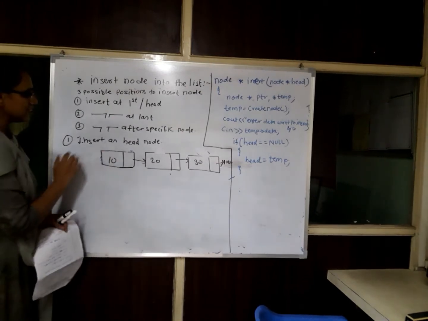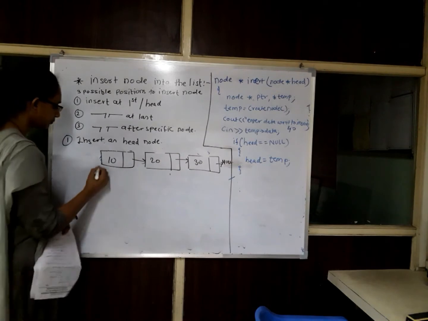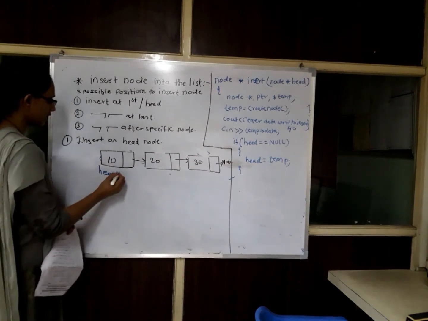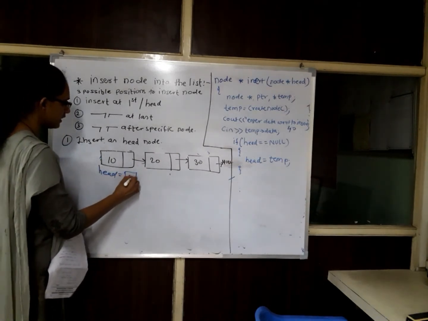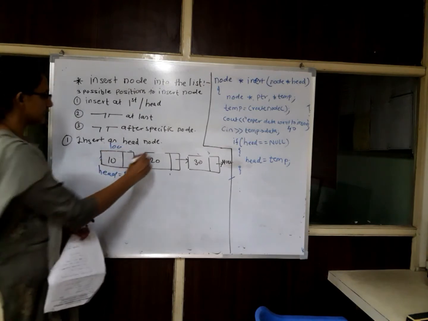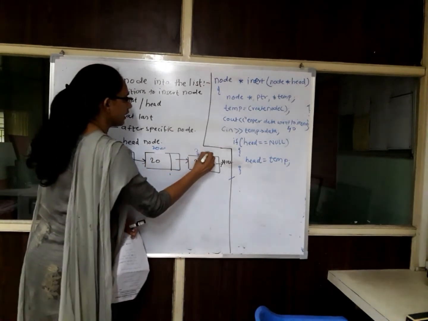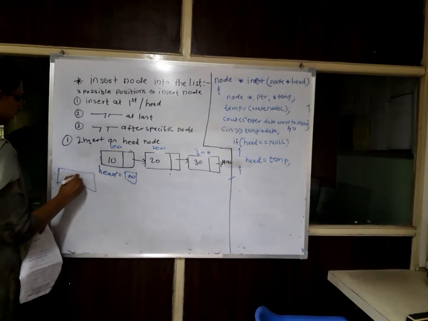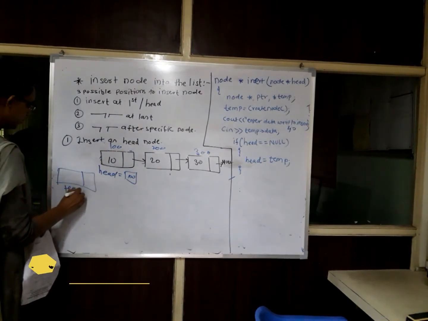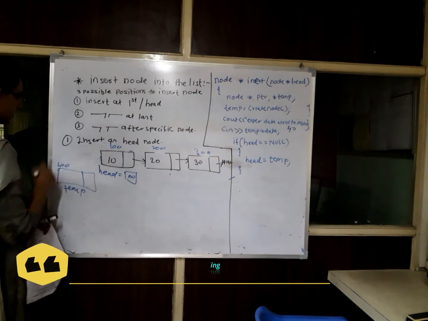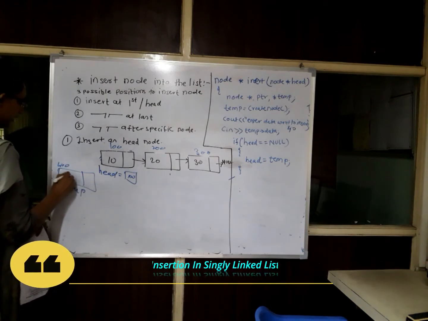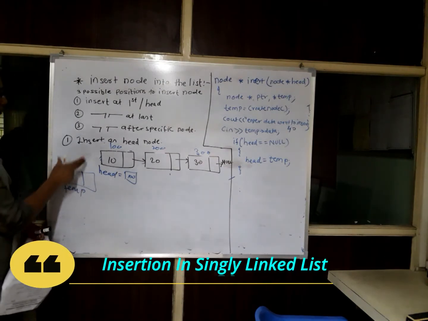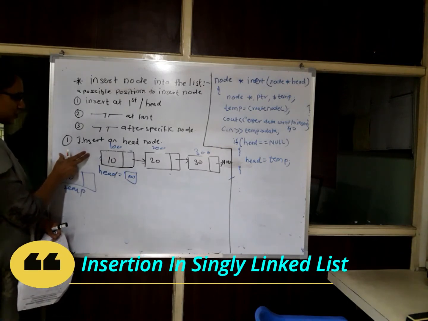Okay, this is the list. This is my head. Suppose this head contains address 100. So it is stored at 100, this is stored at 200, this is stored at 300. Now I want to add a node, that is 10, whose address is 400, and data is 40. This node I want to insert here, that is as the first node.